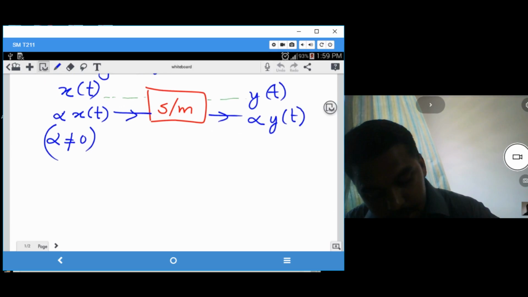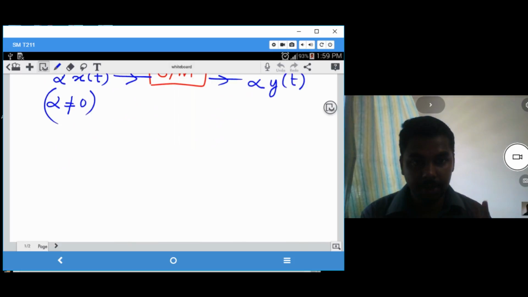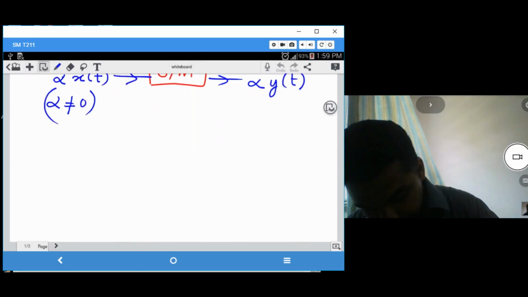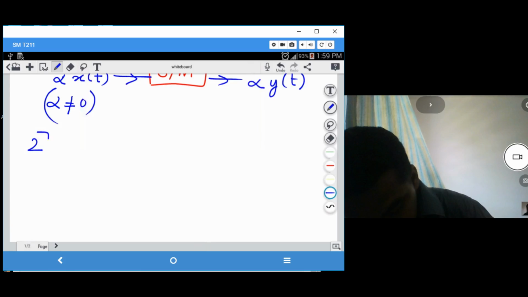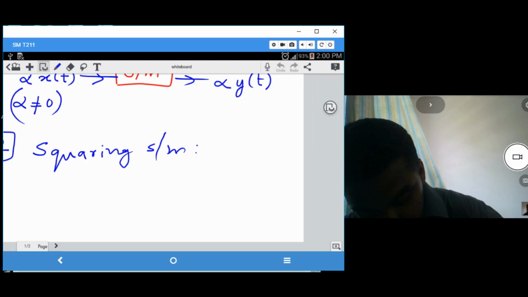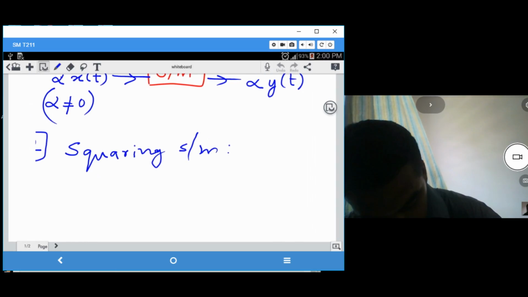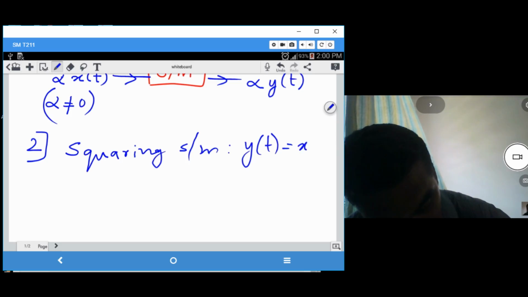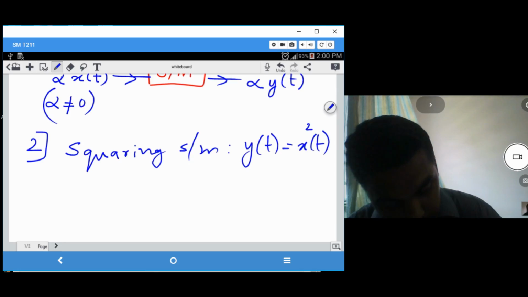Now let us take a negative example to understand this property more clearly. The second example that we consider is that of a squaring system. As the name suggests, the system can be represented as y of t is x of t squared.